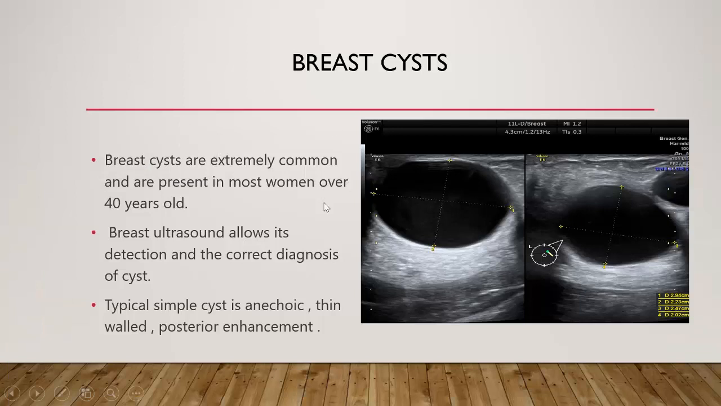Breast cysts are extremely common and are present in most women over 40 years old. Breast ultrasound allows its detection and correct diagnosis of the cyst. Typical simple cyst is anechoic, thin-walled with posterior enhancement and edge shadowing. This is the typical appearance of the simple breast cyst.